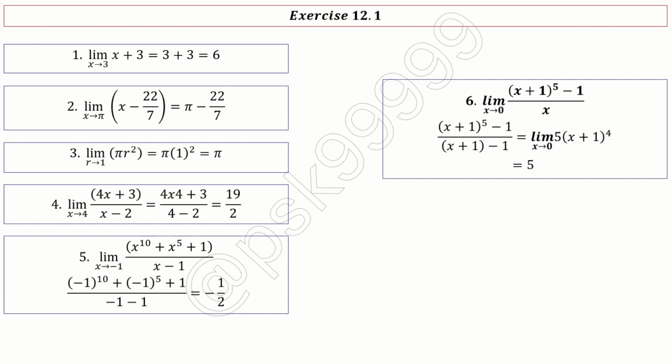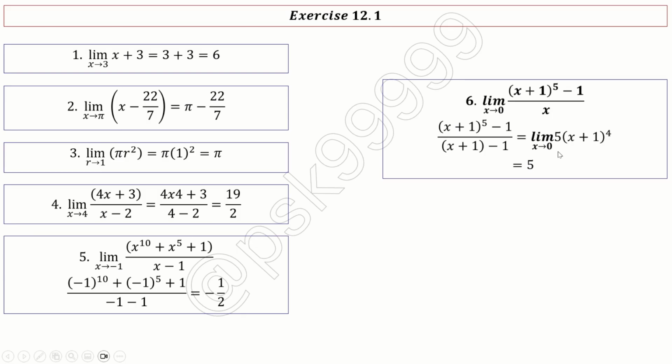Limit x tends to 0, x plus 1 whole to the power of 5 minus 1 divided by x. Here you can apply the formula, x to the power of n minus a to the power of n by x minus a. So I will write it in that format. It will become x plus 1 whole to the power of 5 minus 1 divided by x plus 1 minus 1. I will write x as x plus 1 minus 1.